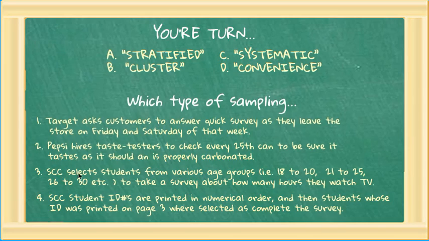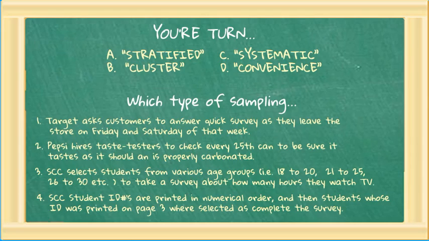Okay. Third one, South Central takes students from various age groups, so they pick a few from 18 to 20 years old, some in the 20 to 25, some in the 26 to 30, and survey them, a few from each group. And finally, South Central prints out a bunch of student IDs, and they're printed in numeric order, let's say, and then the students whose ID prints on page 3 get selected and they complete a survey. Okay, so which is which, you think?